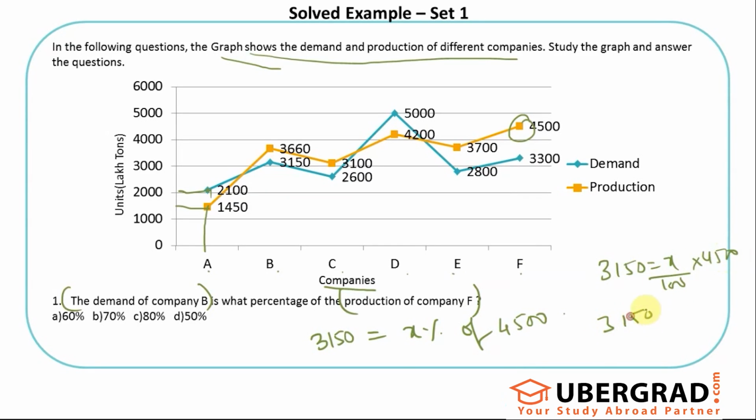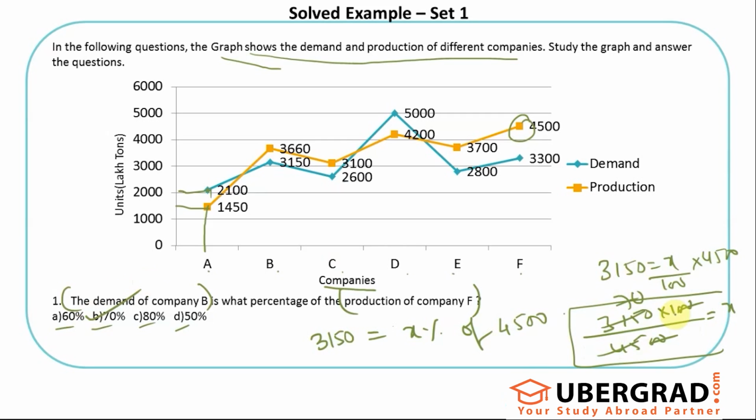So 3150 is X by 100 into 4500. So X is 3150 into 100 by 4500. Once I see the options, they're pretty far off: 60, 70, 80, 50. Now my approximation will definitely work. What is 45 sevens? It's absolutely 315. So you'll get 70. 70% is the answer for this.